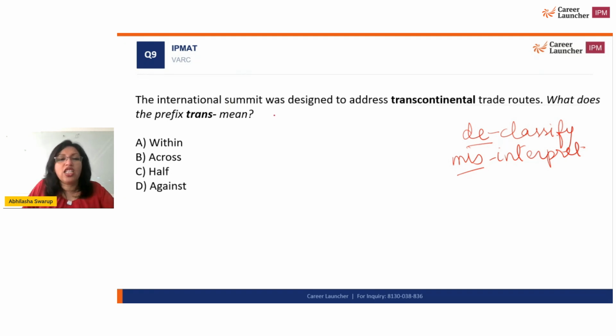So the International Summit was designed to address transcontinental trade routes. What does the prefix trans mean? Trans means across continents. So that's your answer, across. Transport means to carry across. Transfer means to send across, right? Transitory is something that is going across.